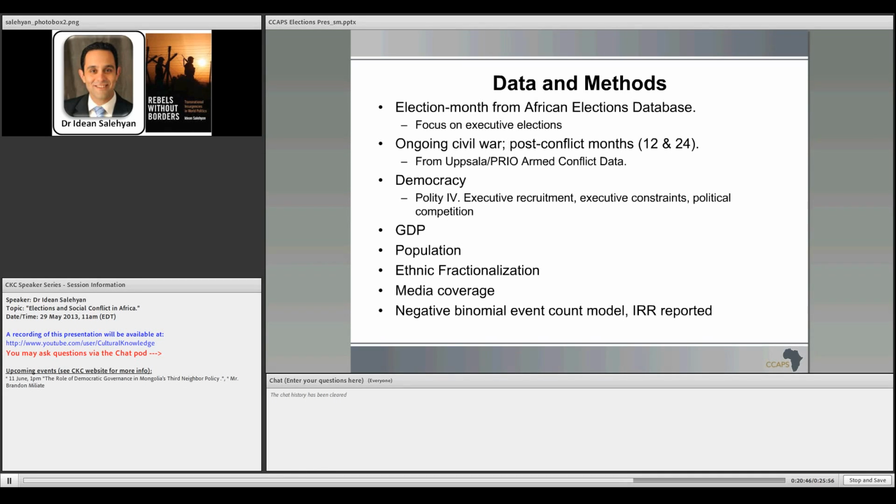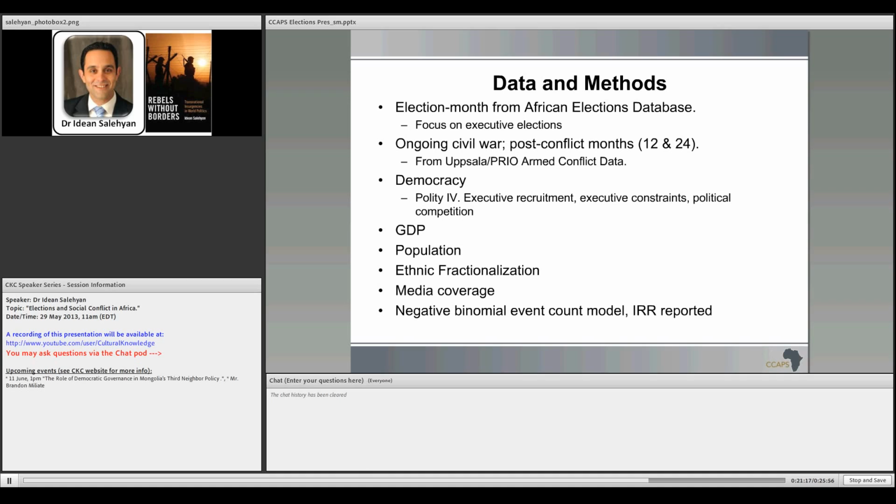For democracy, we include data from the Polity Project. This is a much more comprehensive look at democratic institutions, which include factors such as how the executive is recruited, constitutional constraints on the power of the president or prime minister, the degree of political competition and participation. There are many things that are involved in polity, but it's a much wider look at democratic institutions beyond just having elections.